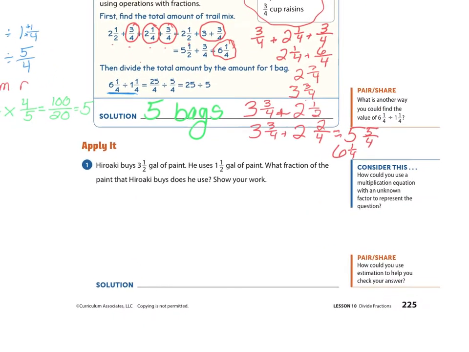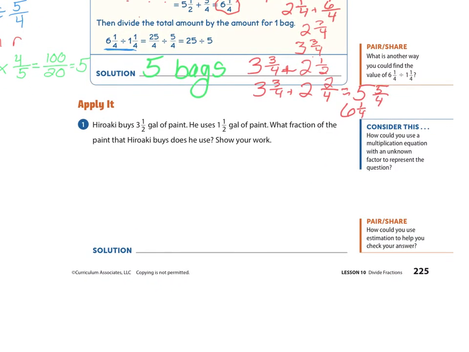Okay, I beg of you for these next couple of problems, do what you did on the last pages. I will read the problem. Maybe you need help setting it up, but then go back and actually try the problem by yourself, then watch the video. Okay. So number one, Hiroki buys 3.5 gallons of paint.